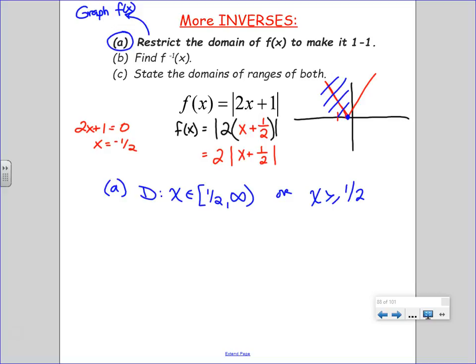Now, how do we find f inverse of x now? Some of you are stuck because you're like, they're absolute value bars. That stinks. Okay, I get it. It does stink. I understand. But what did we just do?